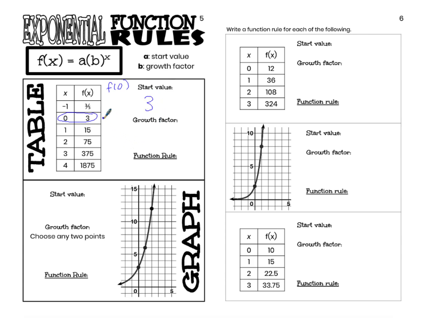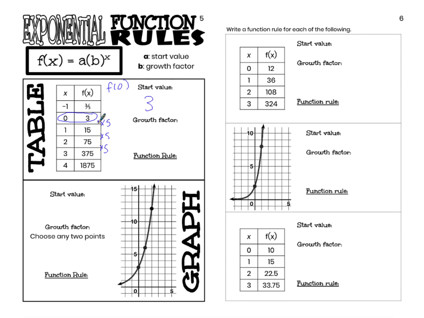The growth factor, I'm trying to figure out what I am multiplying by to go from one row to the next. So what am I multiplying to get from 3 to 15, from 15 to 75, from 75 to 375? In this particular case, you can probably just eyeball that I'm multiplying by 5. If you couldn't do that, you can figure out what you're multiplying by.